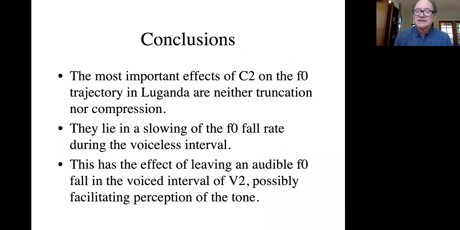So what I see here is that the effect of voicelessness on the F0 trajectory in Luganda is neither a truncation effect nor a compression effect. It's in fact the opposite of compression. The F0 trajectory is spread out in order that the rise be in a voiced interval and the fall be in a voiced interval, presumably facilitating perception of the F0 contour.